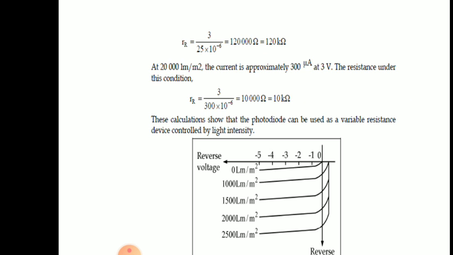When there is no light, zero light, it is 120 kilo ohm. When there is 20,000 lumens, that is the maximum or some typical value. So we can take values in between, like 1000 lumens, 1500, 2000, 2500, 10,000. So we get resistance values like 120 to 100, 80, 90, or 60, 50, like that. So because of the applied light intensity, the reverse resistance is changing. So that is a variable resistance device controlled by light intensity.